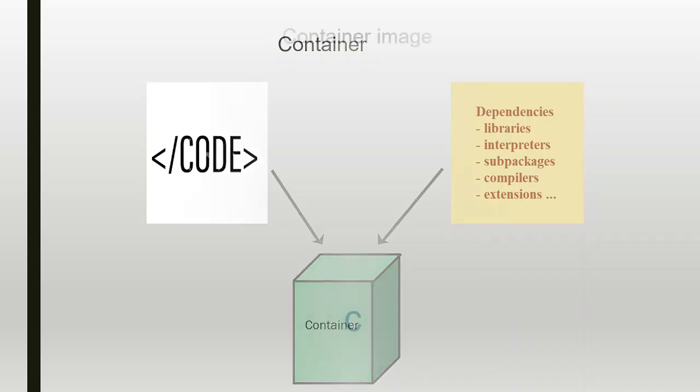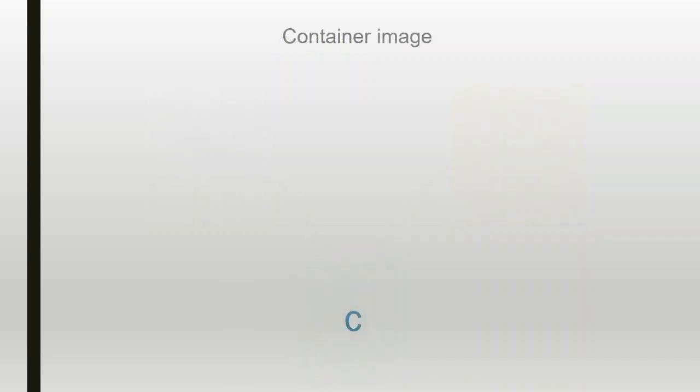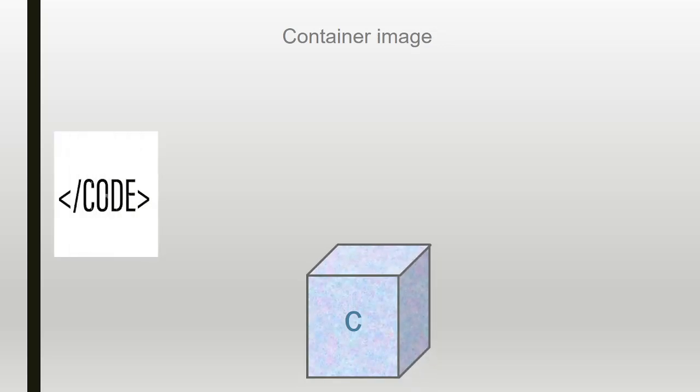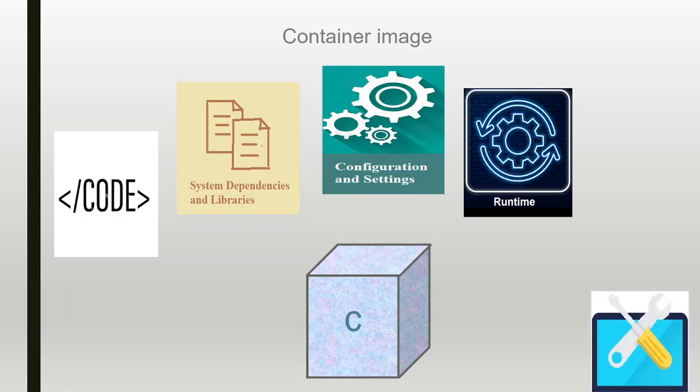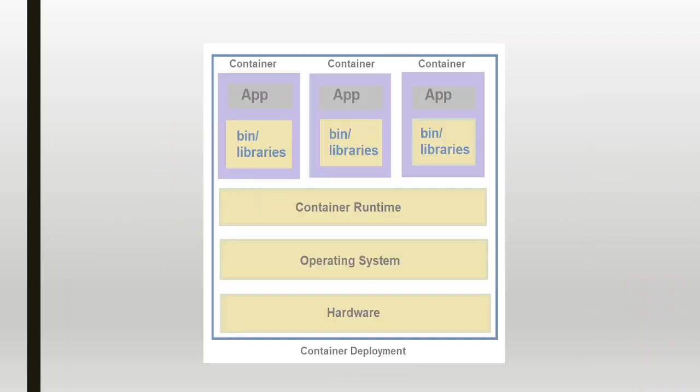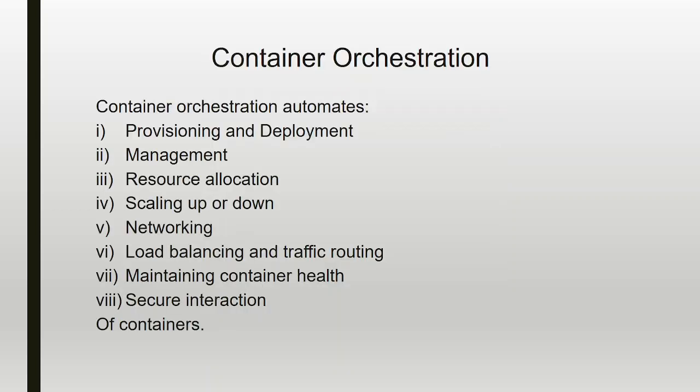Containers require container images to run themselves. This container image is a lightweight standalone application, which is an executable package of software which includes everything which is needed to run that application. Multiple containers can run upon the same machine and share the OS kernel with other containers also. The container image file is executed by a container runtime.